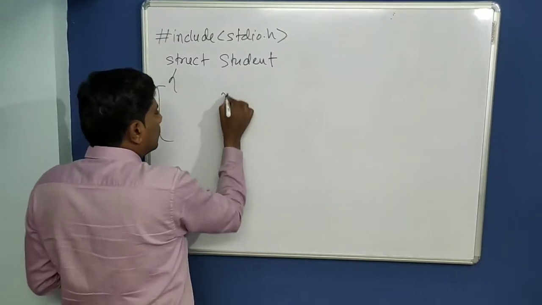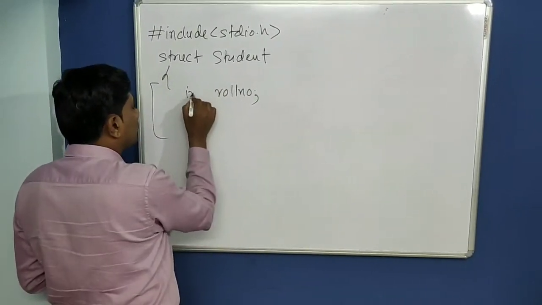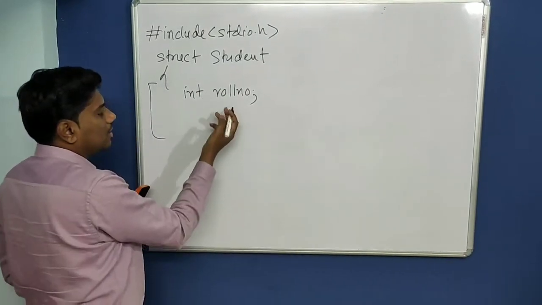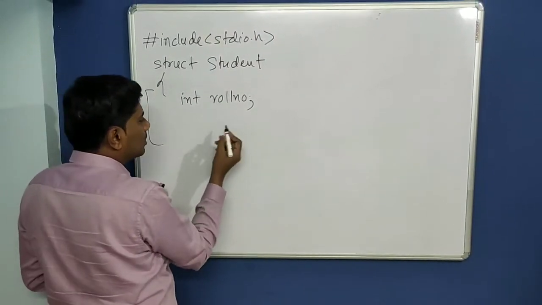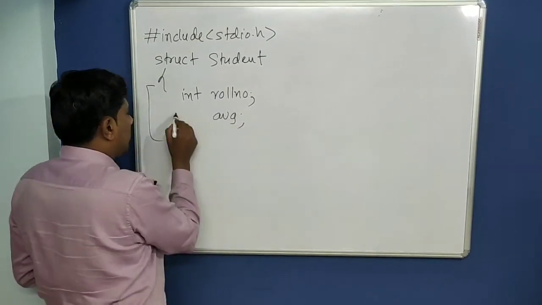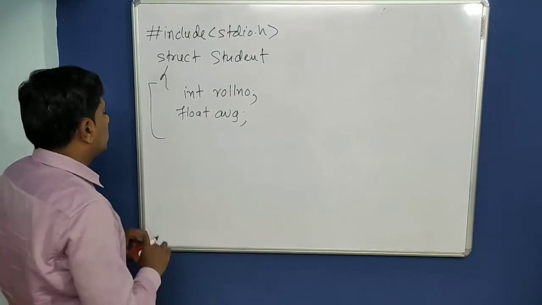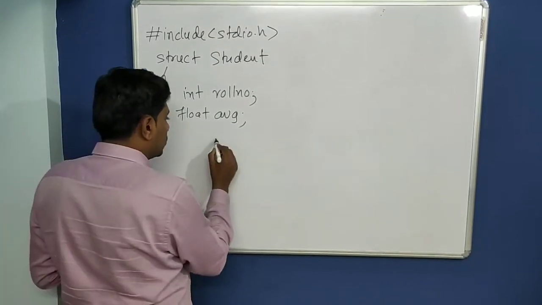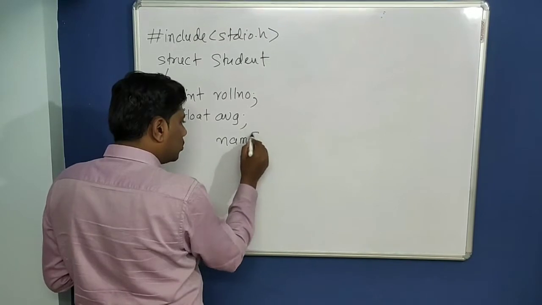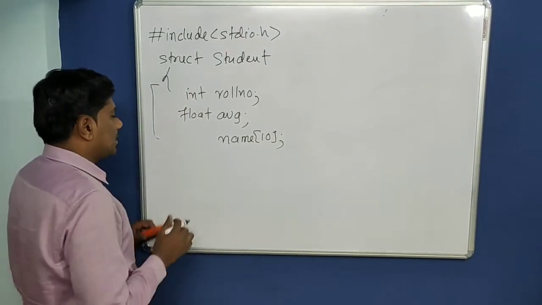You know that you can take roll number as integer. Then what is next? It is average. So I will take average in float data type. And what is next? Name. You know that to store a string value you should use a character array.